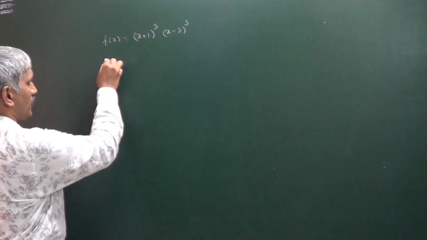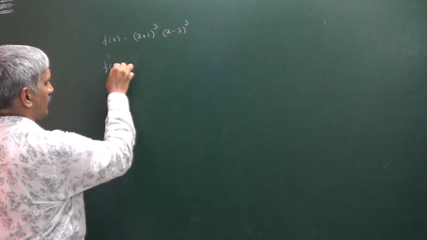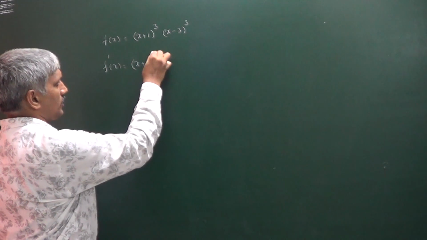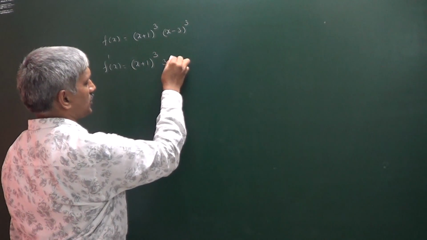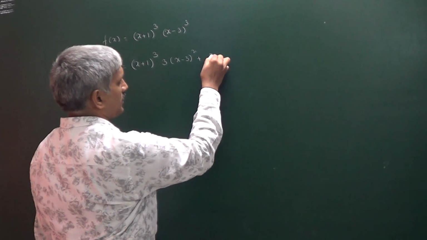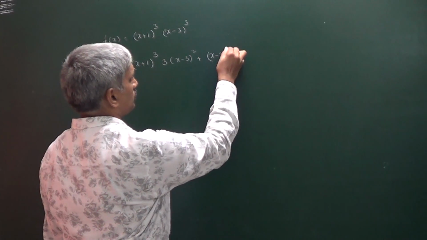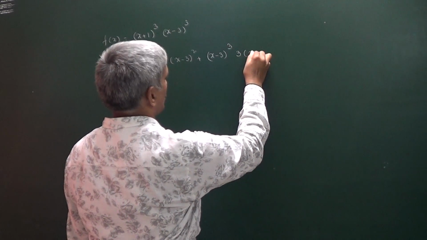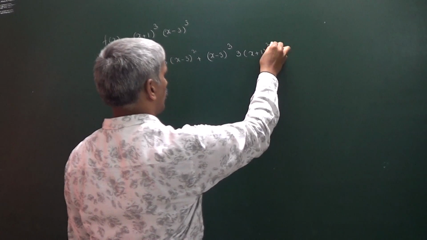Come on, find out f'(x). f'(x) = (x + 1)^3 times the derivative of (x - 3)^3, which is 3(x - 3)^2, plus (x - 3)^3 times the derivative of (x + 1)^3, which is 3(x + 1)^2.